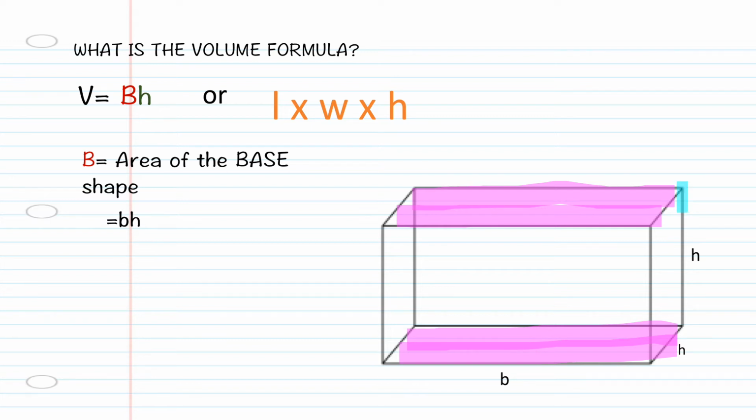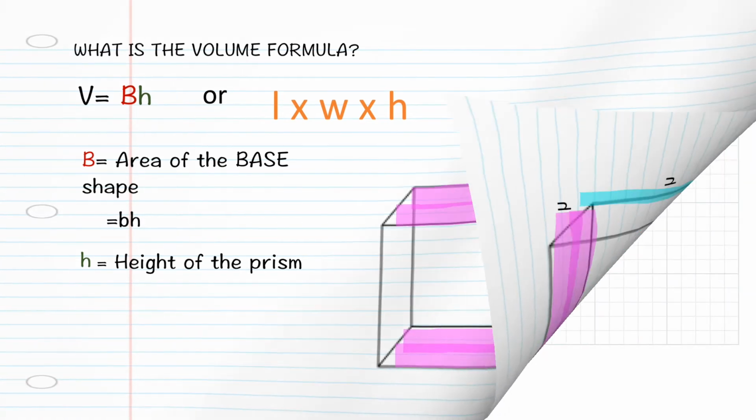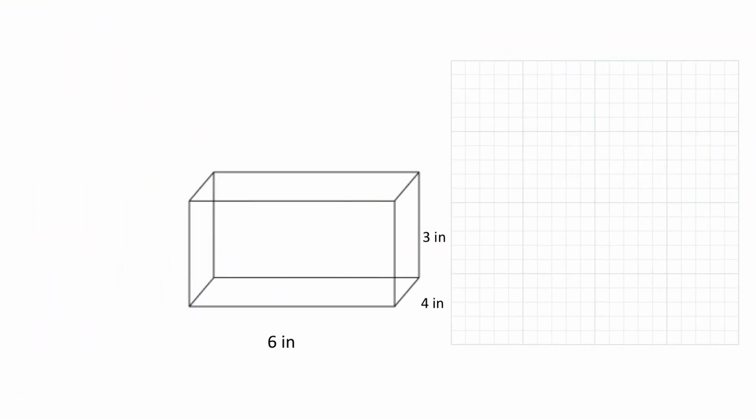And secondly, we will highlight the height, or h, in the volume formula. If you notice, the h here means the line that connects the two bases together, or simply the height of the prism. Alright? Okay, let's try to solve this problem.